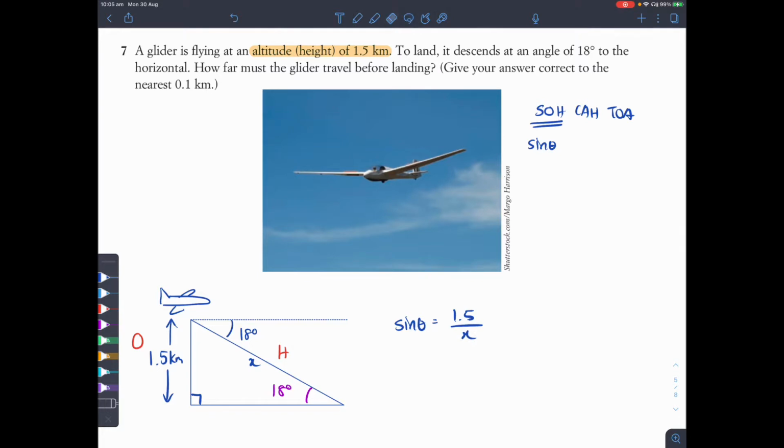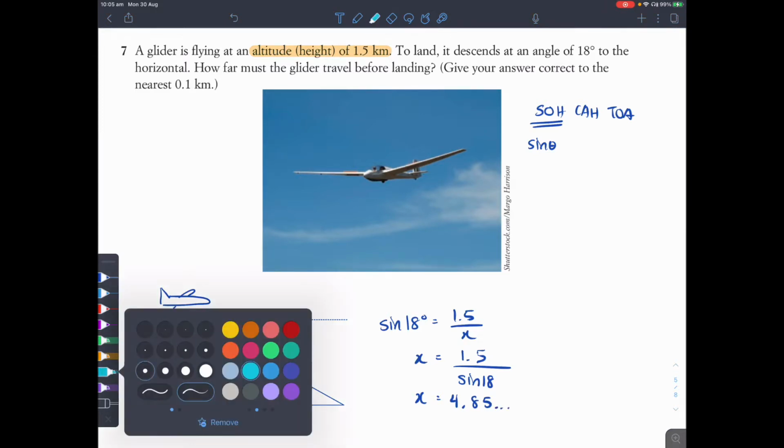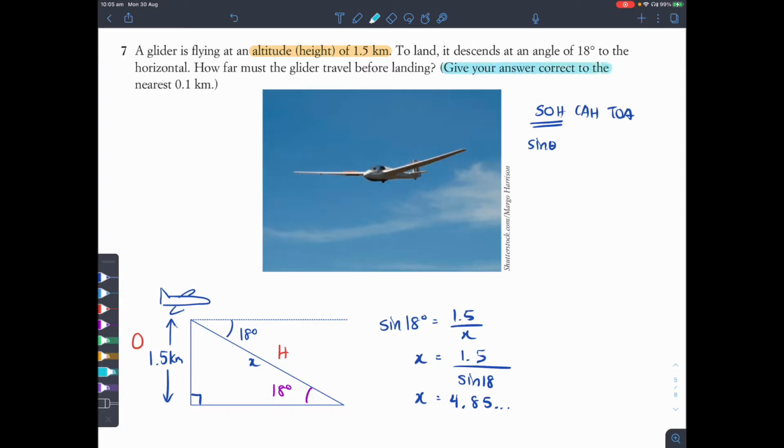Oh, but you know what? I made a mistake because sine theta is supposed to be sine of 18. We've got the angle there already. So because we have the x on the denominator, we should switch this around with the other side. So x equals 1.5 over sine of 18. So typing that on our calculators gives us x equals 4.85.